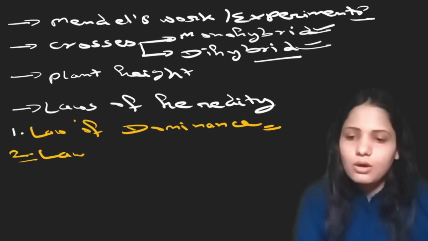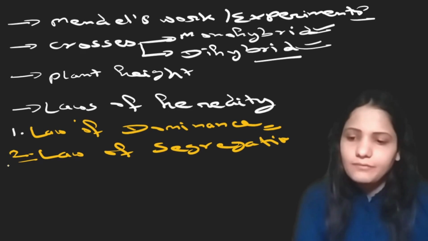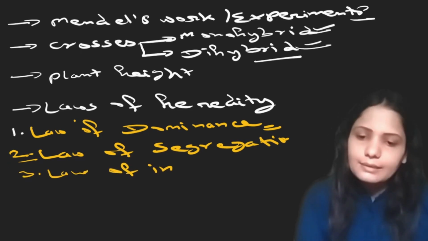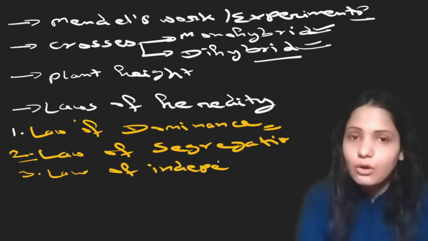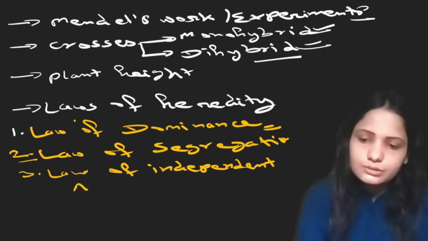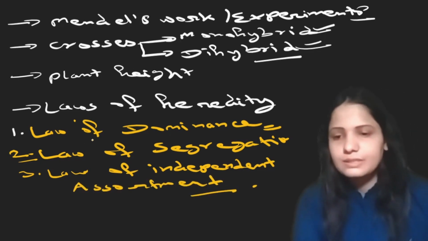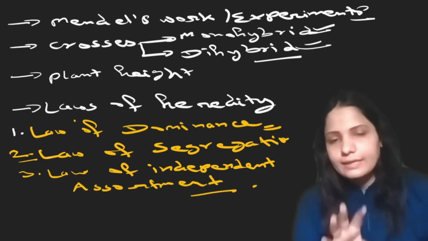Second law is law of segregation. After that, third law is law of independent assortment. Law of independent assortment is very simple if you try to understand that Mendel performed certain experiments on pea plant. Alright, this we know.